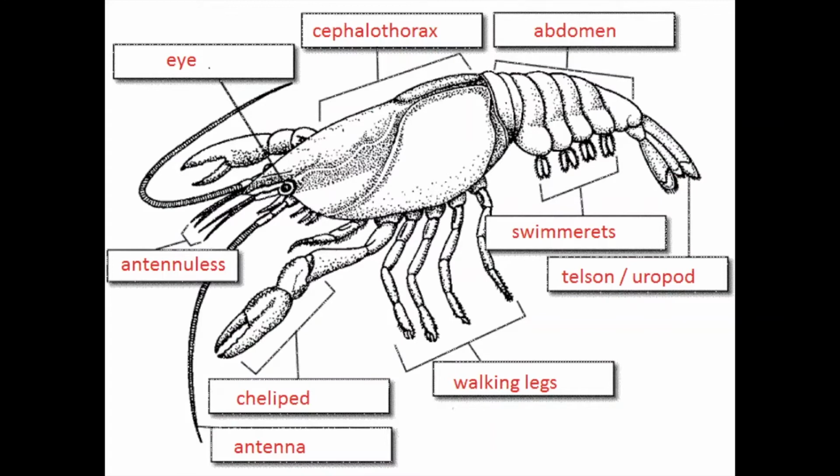And these are very small, very thin appendages. These appendages allow and help for some swimming in the water. And this is under the abdomen. Then we have the telson and uropod, which is another name for the flipper.